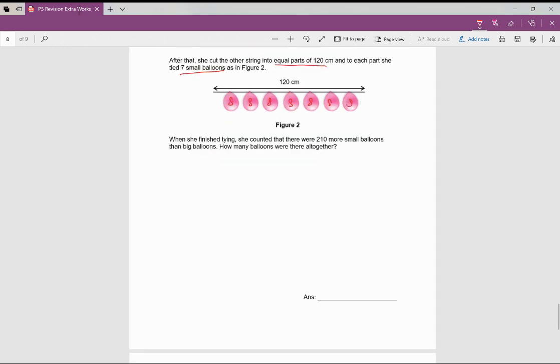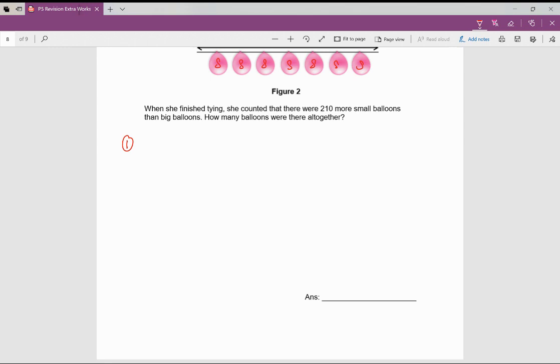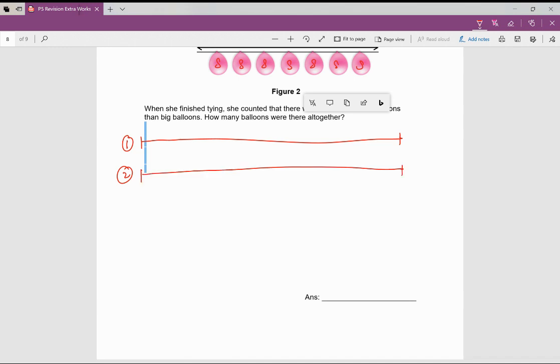Okay, so what this means is that for the first string, the whole string, and the second string, the distance is actually the same. It's just that for the first string, I cut into 80 cm, 80 cm, 80 cm, and so forth, and to each one I tie 3 big balloons. For the second string, I cut into 120 cm, 120 cm, 120 cm, and so forth, and to each one I tie 7 small balloons.